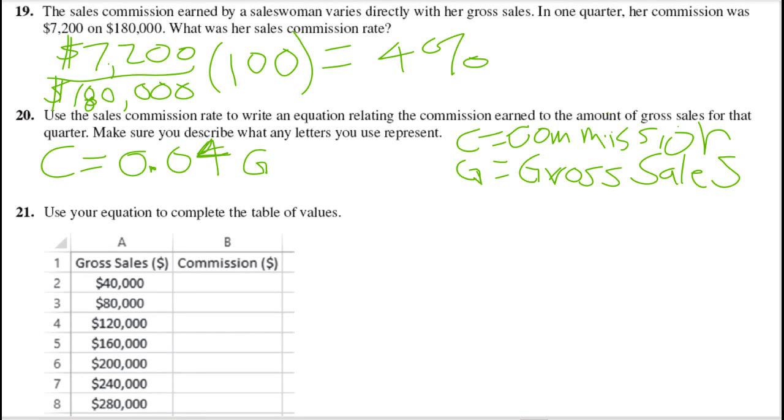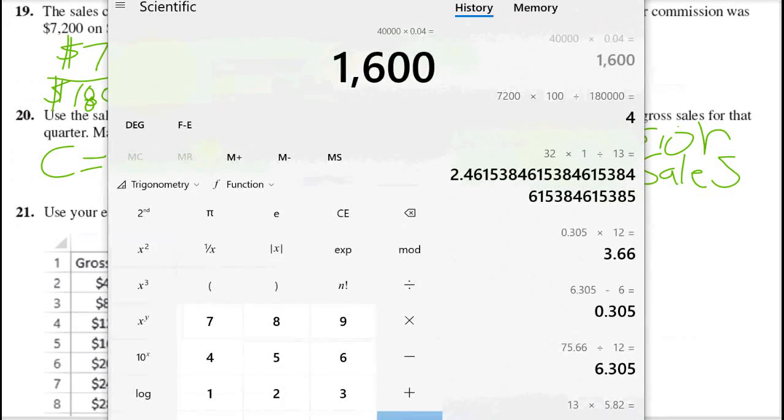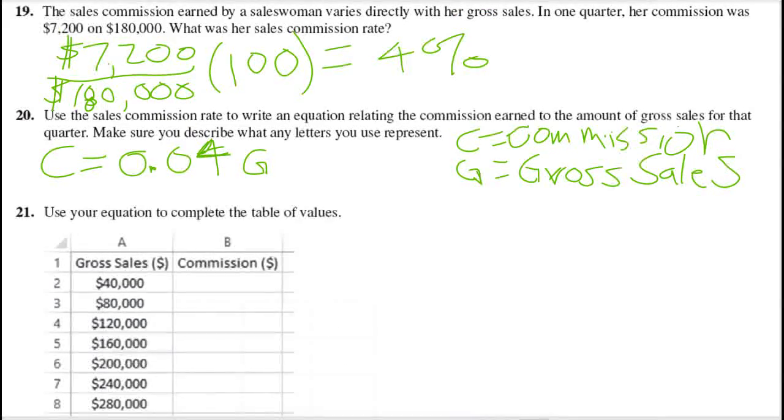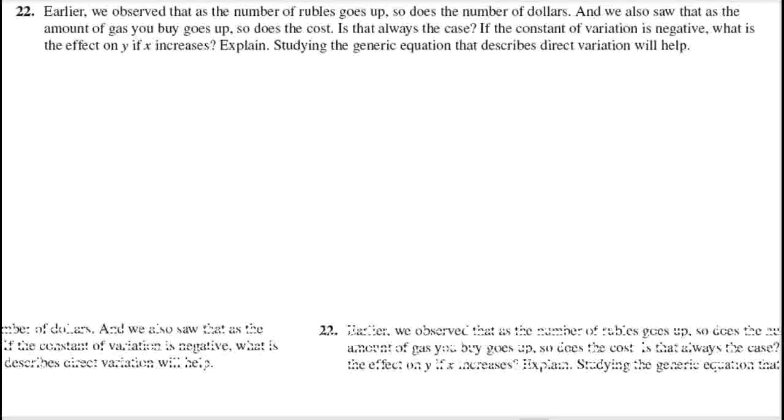Use your equation to complete the table of values. So basically just multiply everything times 0.04. 40,000 times 0.04, 1,600. You can just do that for the rest of the table. Let me know if you have any questions. Return to the video once you've answered question 22.